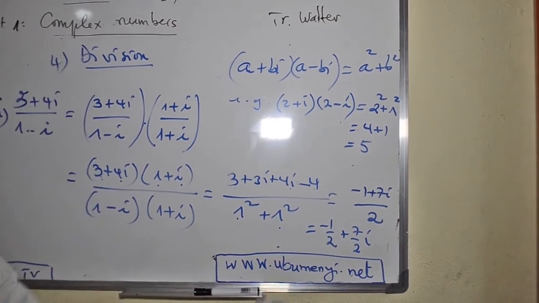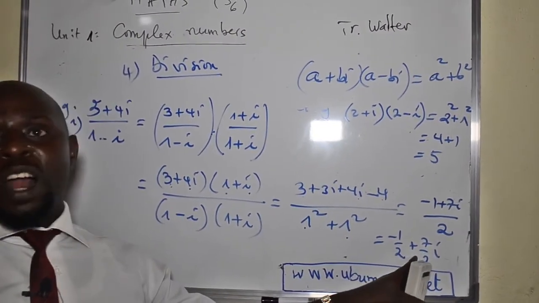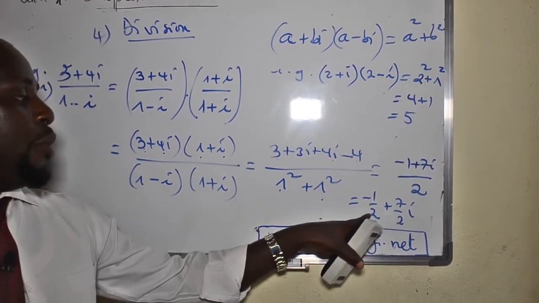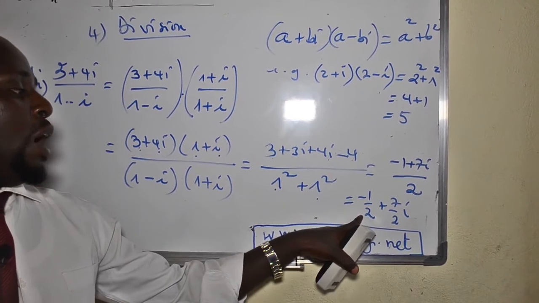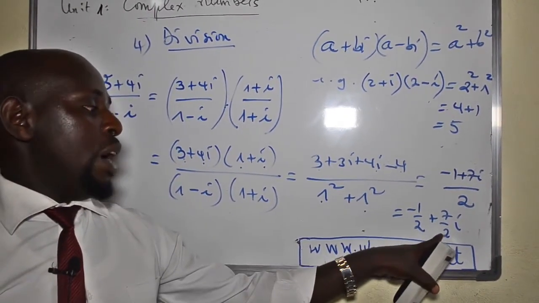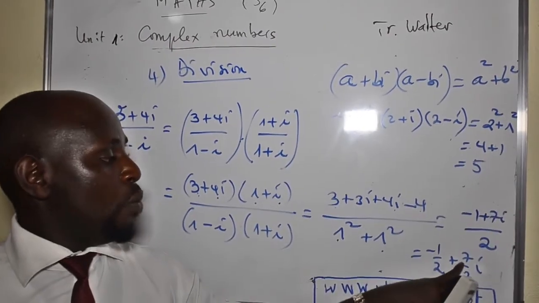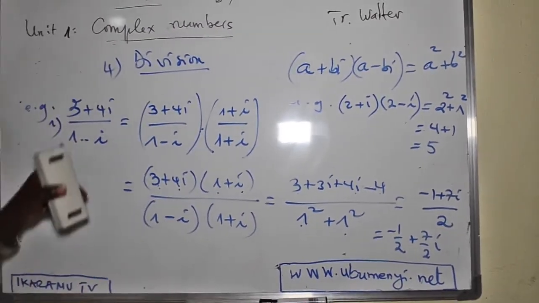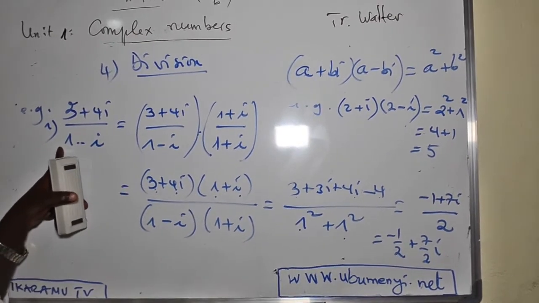Even though these are fractions, all fractions are also real numbers, and it doesn't confuse. So we have the real part, which is -1 over 2, and the imaginary part, which is 7 over 2, and this is the complex number which is coming from this quotient.